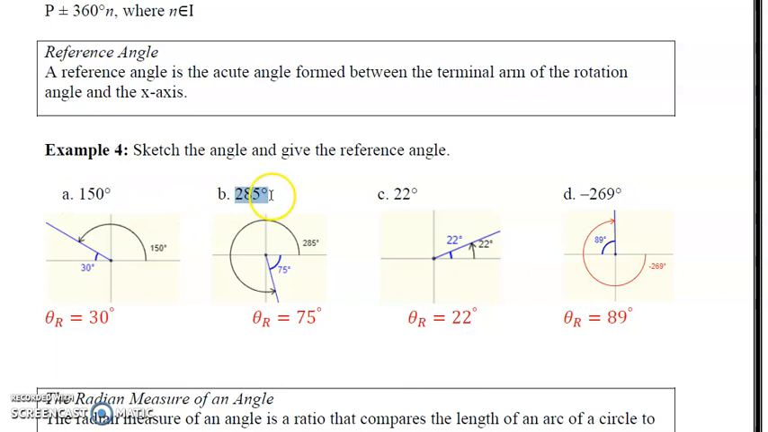Next one, 285. So we draw our 285, 270 here, 15 more degrees, leaving 75 in here. It's however way you want to figure it out. A lot of these will just become intuitive, and you'll be able to know how to do it. Next one, 22 degrees. The angle is between 0 and 90, so that is the reference angle. Next one is negative 269. That's almost negative 270, so it's just before the positive y-axis here, 89 degrees.